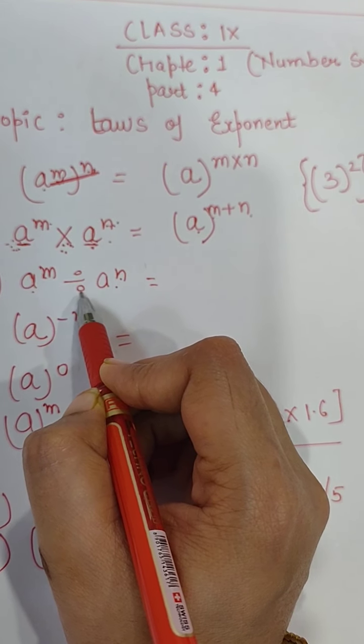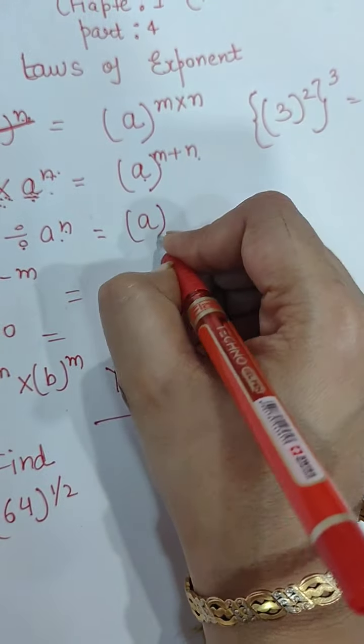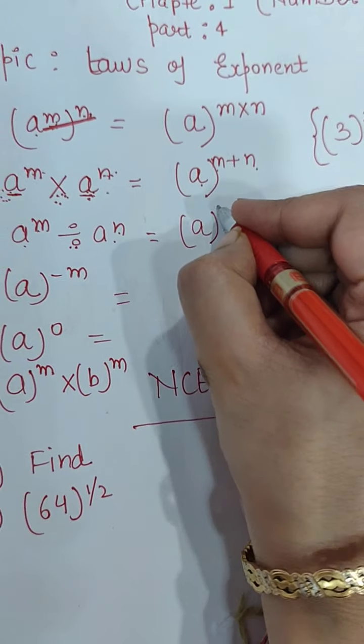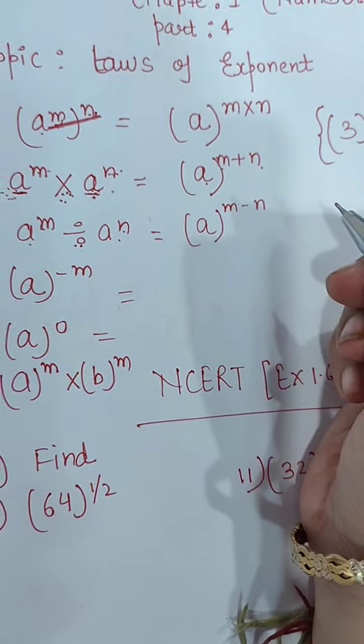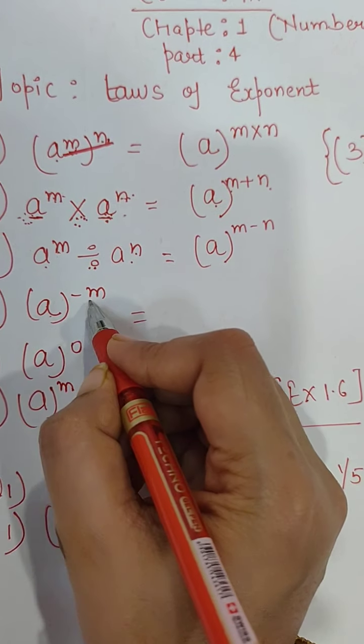Similarly, if we have same bases in two terms, powers are different, but in place of the multiplication sign we have a division sign, then the same base will be taken common, but in this condition, when we have a division sign, the powers will be subtracted. Fine.